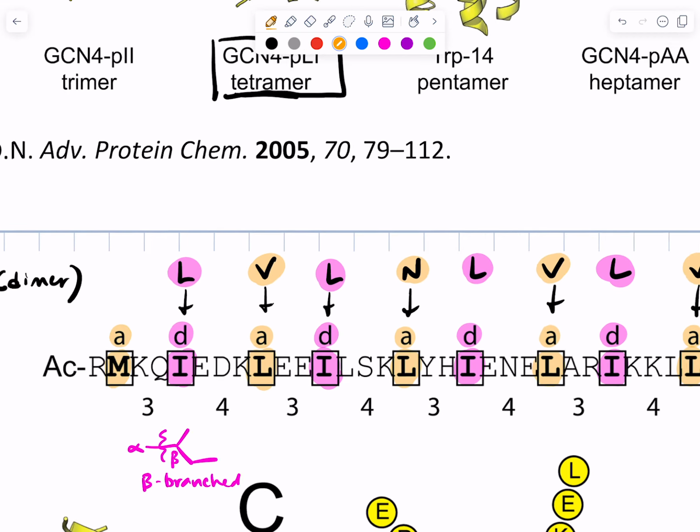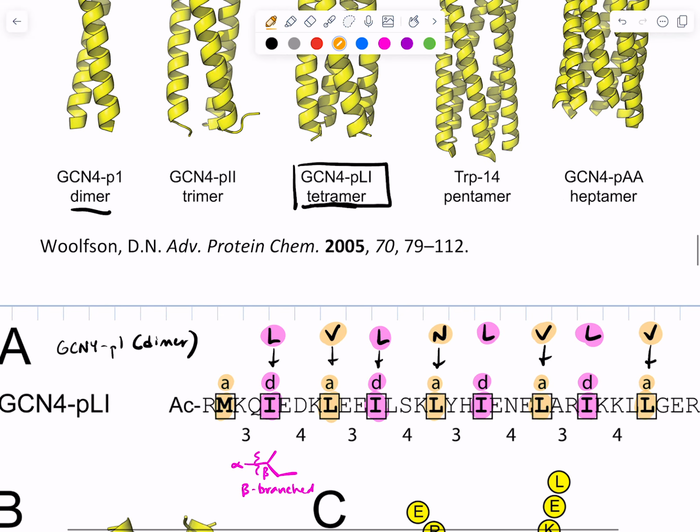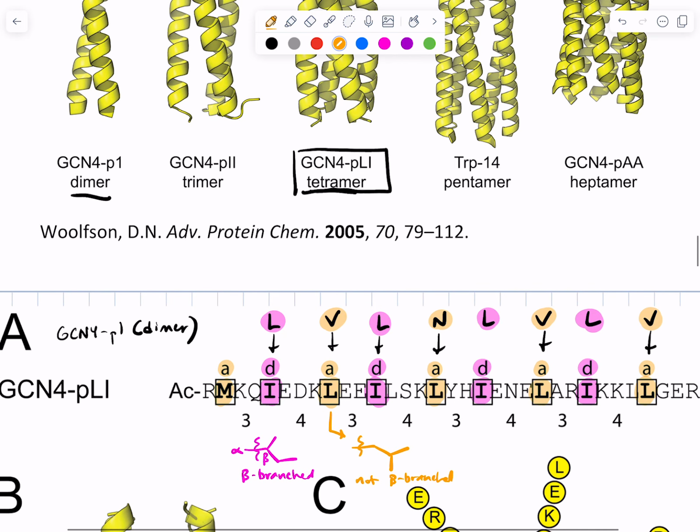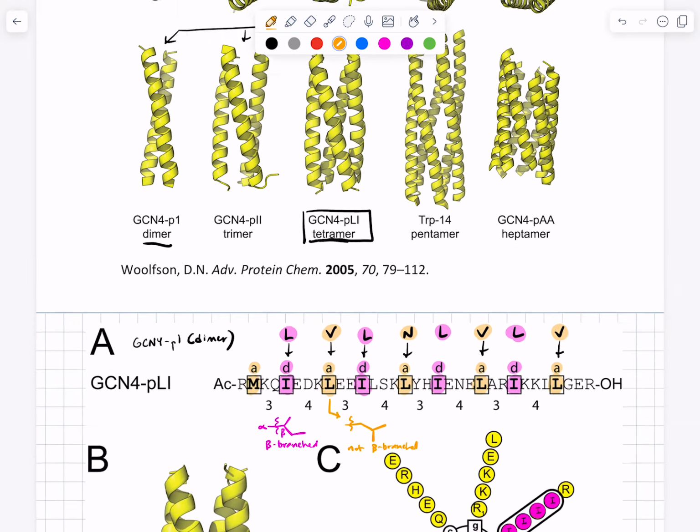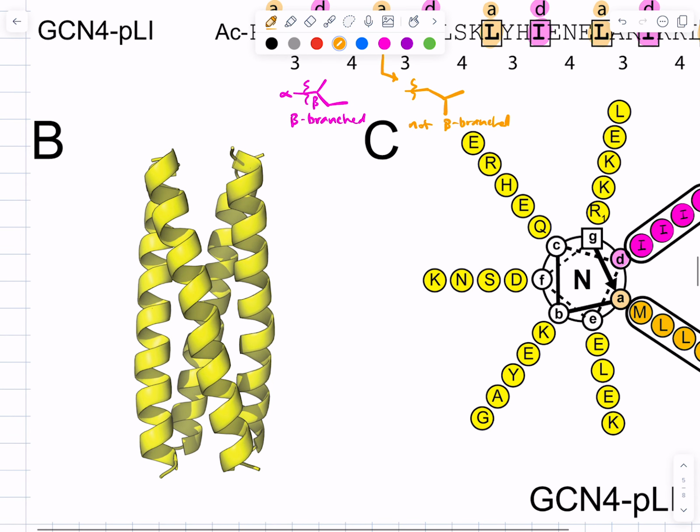And then notice in this revised sequence called GCN4-pLI, the A positions are leucines now, non-beta branched. So we've switched. You used to have beta branched at A, now we have beta branched at D. Used to have non-beta branched at D, now we have non-beta branched at A. That small change caused the peptide to form a tetramer. So that's a dramatic example. Well, okay, you're not gasping, so apparently it's not that dramatic.